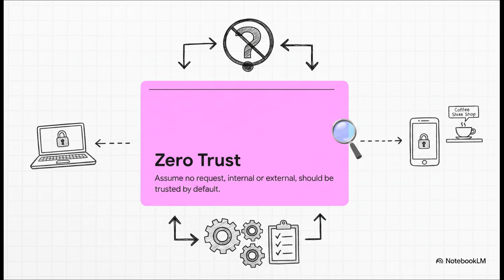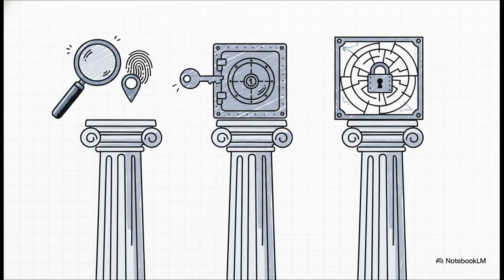As architects, we need to ground ourselves in the core definitions. Zero trust is a security model that operates on one fundamental assumption. No request, whether it's internal or external, should ever be trusted by default. It really doesn't matter if the request comes from a company laptop inside your corporate headquarters or a mobile phone at a random coffee shop. Trust nothing, verify everything.